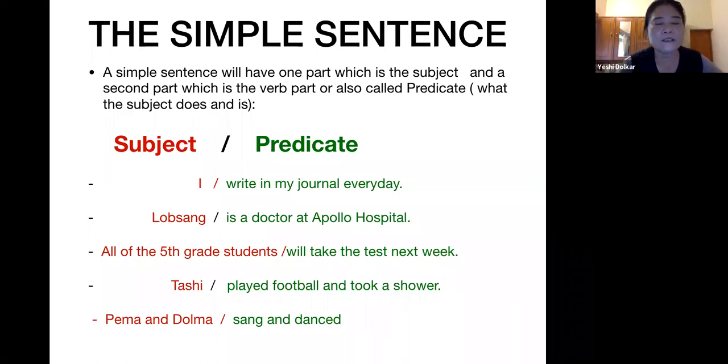Okay. Now let's look at the next one. Dashi played football and took a shower. All right. Played football, took a shower.